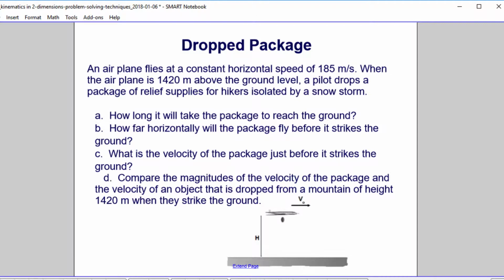You really don't care about that part. We're just interested in the numbers, right? So how long will it take the package to reach the ground? How far horizontally will the package fly before it strikes the ground? What is the velocity of the package just before it strikes the ground? And compare the magnitudes of the velocity of the package and the velocity of an object that is dropped from a mountain of the same height as the airplane when they strike the ground.